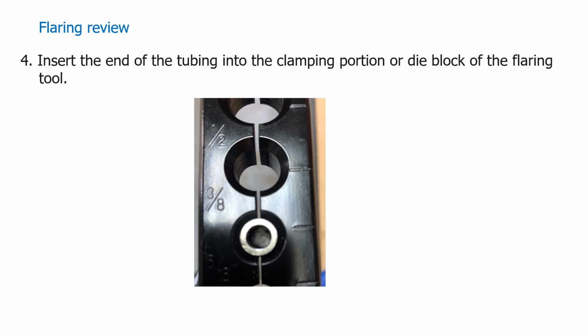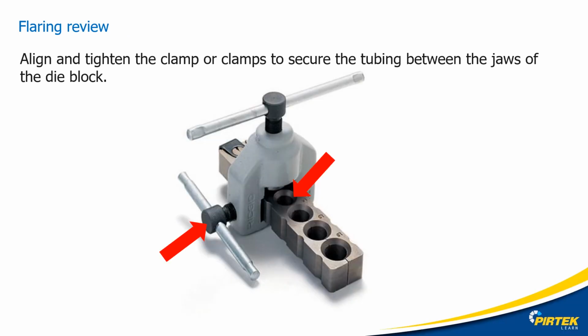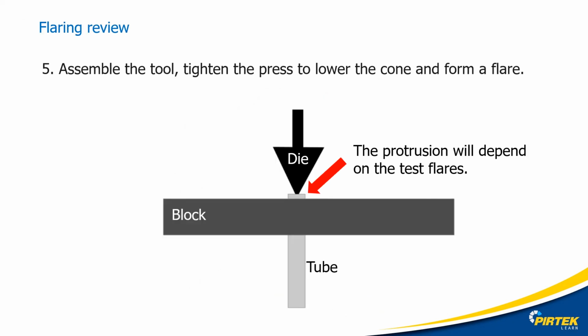Select the correct tube diameter from the flaring die. Insert the tube to the corresponding size location. Align and tighten the clamps to secure the tubing between the jaws and the die block. It's a good idea to clamp the flaring tool in a vise or clamp it to the bench somehow. The distance in which the tube protrudes over the surface of the die will depend on a couple of test flares or your experience with the tool. A couple of drops of oil on the die will give you a better surface finish.